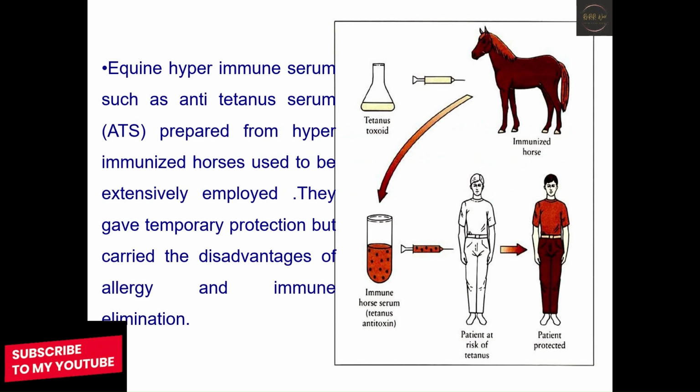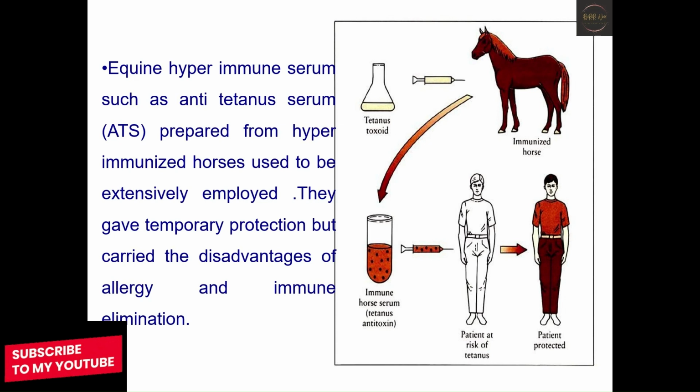This is an example of passive immunity where equine hyperimmune serum, such as anti-tetanus serum, is prepared from hyperimmunized horses. They give only temporary protection and also have certain disadvantages such as allergy and immune elimination.